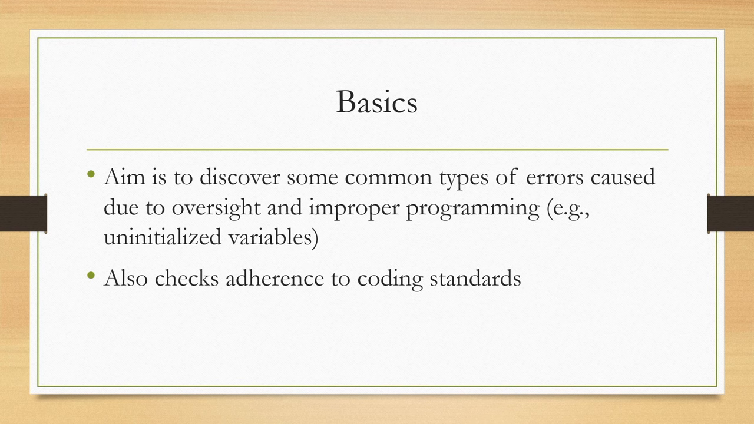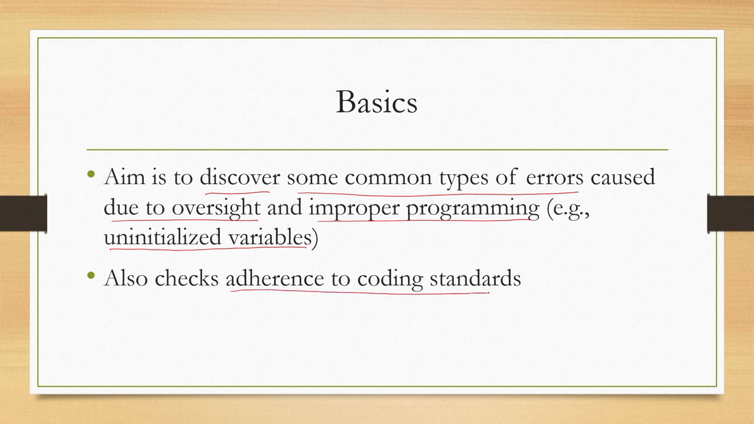The other method for review based testing is the code inspection method. Let us quickly have a look at what this method is and how it can be utilized to test codes. Here the aim is to discover some common types of errors that are caused due to oversight and improper programming, for example, uninitialized variables. Also, this method is more suitable to check for adherence to the coding standards.